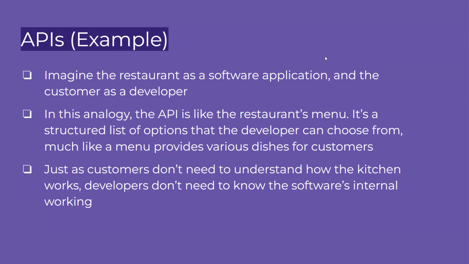So just to clarify, is this idea clear of the API in this restaurant analogy, where it's going to be the menu, and the customer in the restaurant is the developer. The restaurant itself or the kitchen that is making things for them, that is the software. And the menu is the API. It lets them communicate.